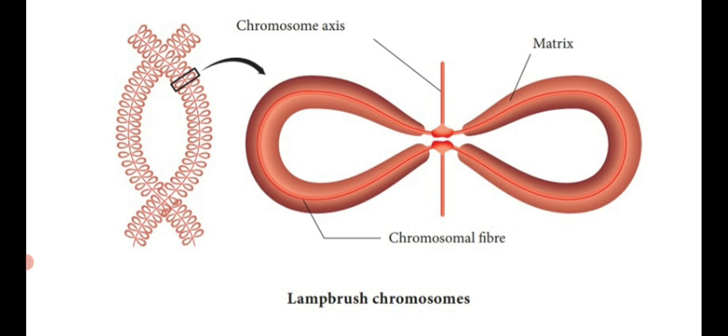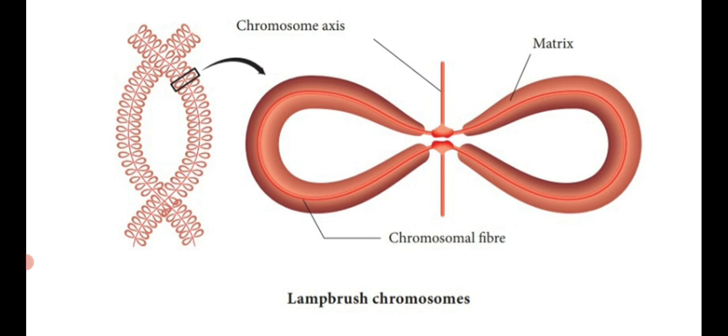So the entire arrangement looks like a brush. Think of a bottle brush: a central main axis with wiry substance on the lateral sides, isn't it? Likewise, the arrangement of the Lamb-Rush chromosome is present, so it is known as the Lamb-Rush chromosome.